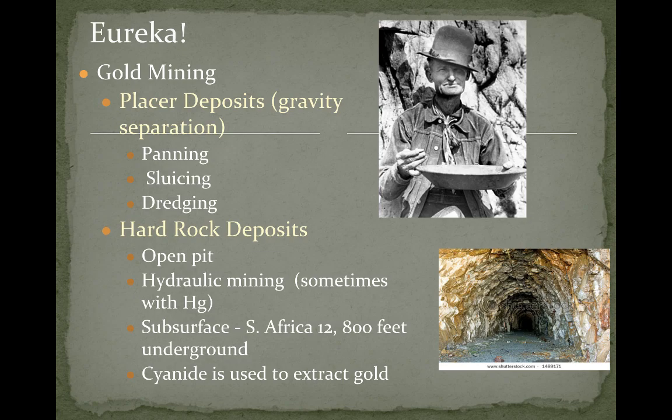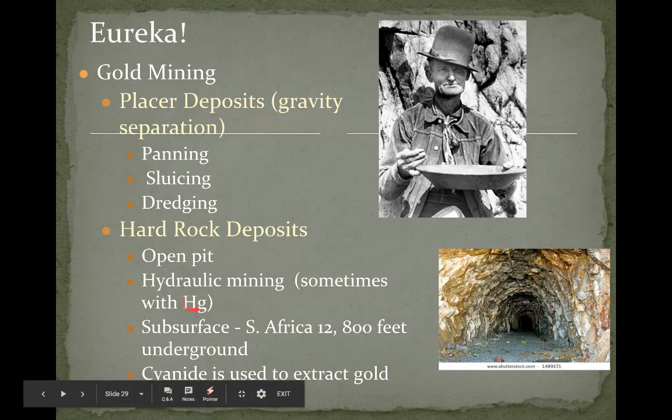Gold mining, so these metals are usually with placer deposits. So when you have gravity separating, gold is pretty light compared to a lot of the other minerals or metals that are going through, in this case, the water. So it started out with panning, but now dredging is kind of like the panning on steroids. Or even just hard rock deposits. You go right through, you drill into the mountain.